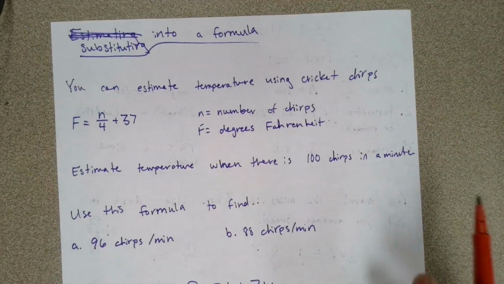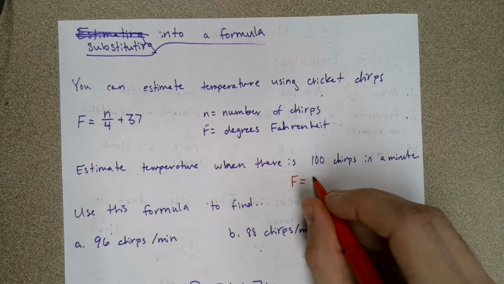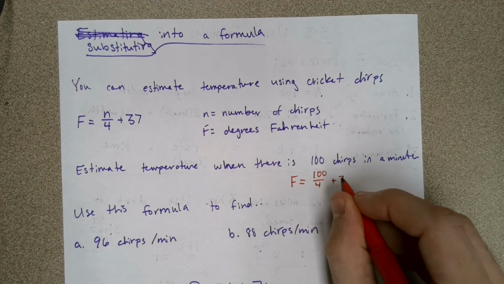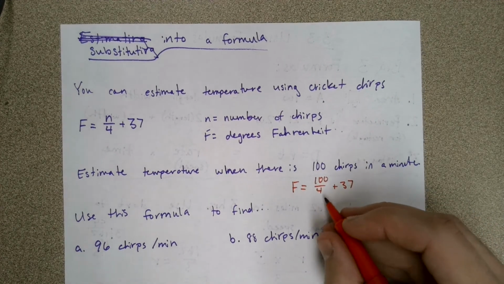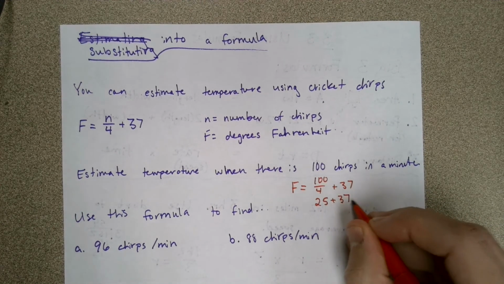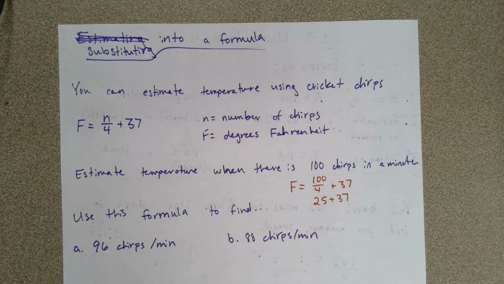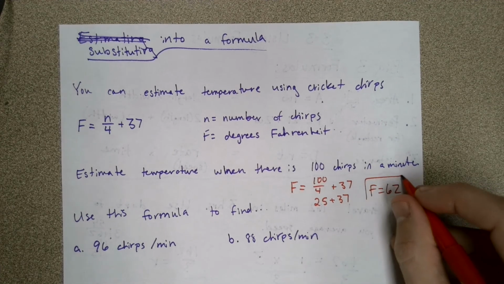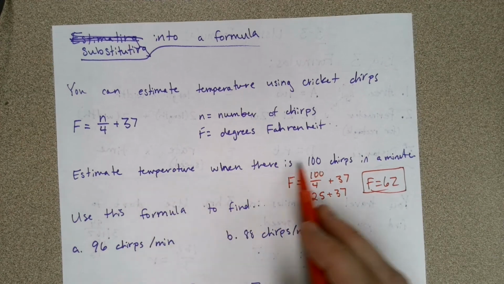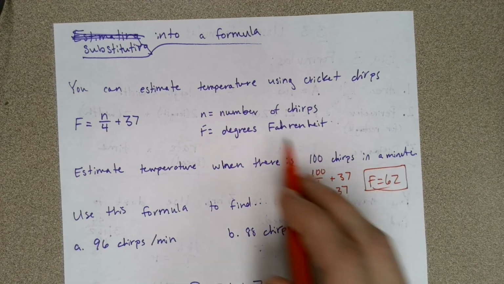So what are we going to do here? We're going to start by plugging in 100 for the number of chirps. I'm going to rewrite my formula. F equals 100 divided by 4 plus 37. All I have to do is simplify this one. 100 divided by 4 is 25, plus 37 is going to be, quick little mental math here, 55, 62? Yes, 62. F equals 62. What we did there is they just told us what N was, number of chirps. They said when there's 100 chirps in a minute, plug that in.